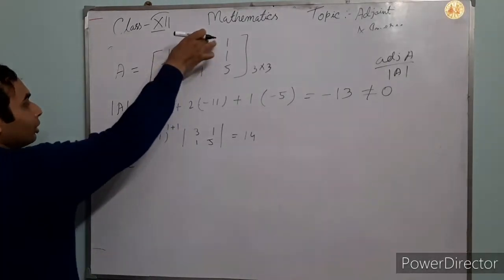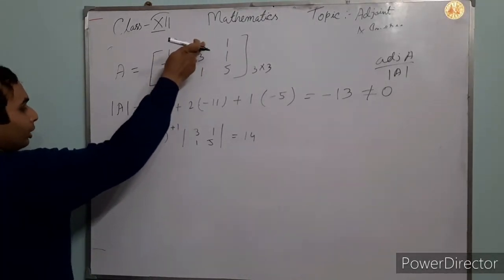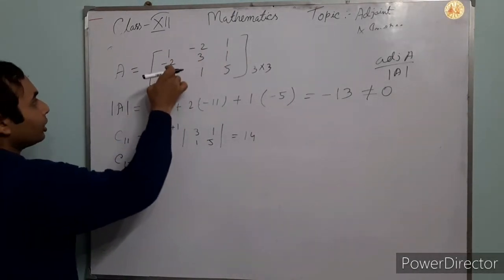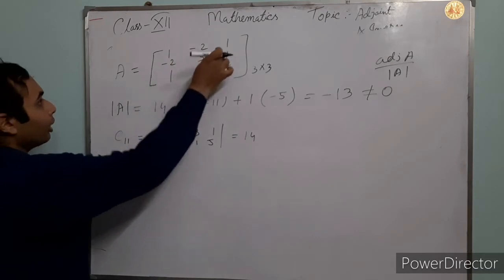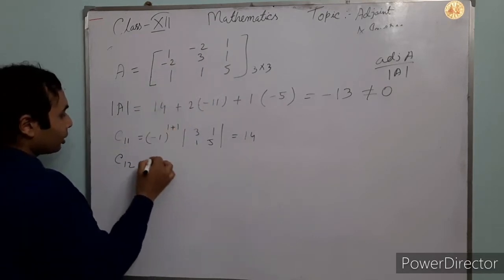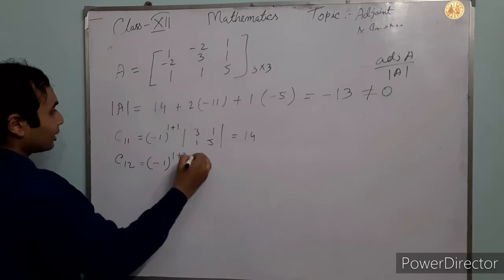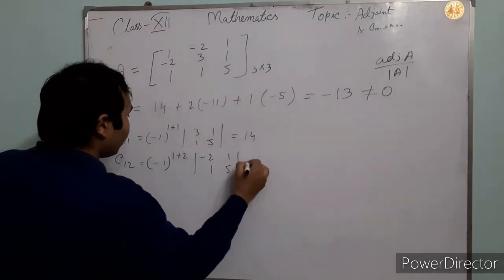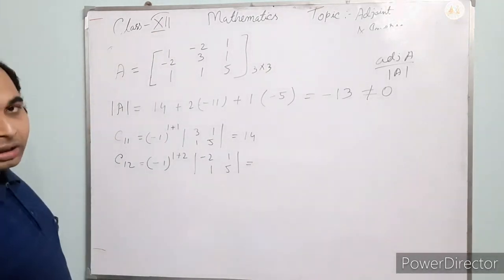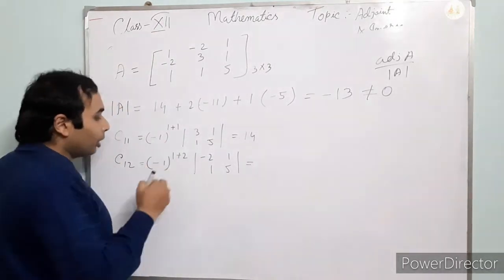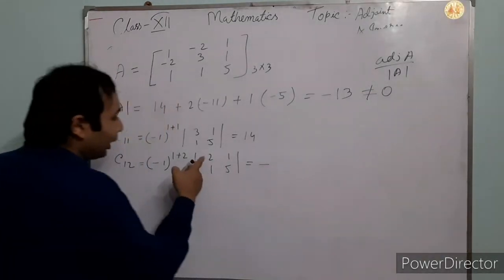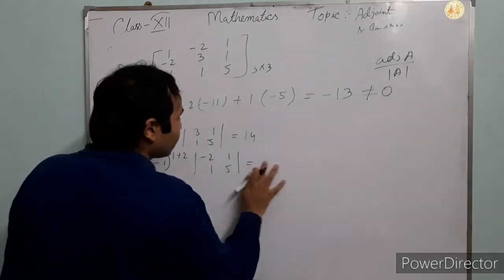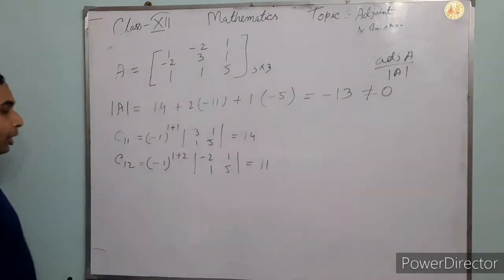C12 means this one, first row and second column. So we have to cover up the first row and the second column. So it is minus 2 1 and 1 5. Equals minus 1 whole to the power i plus j, and here 1 plus 2 is 3, so it is an odd number. So it will come minus of minus 2 minus 10, minus 10 and minus 1, minus 11. So it is coming plus 11.